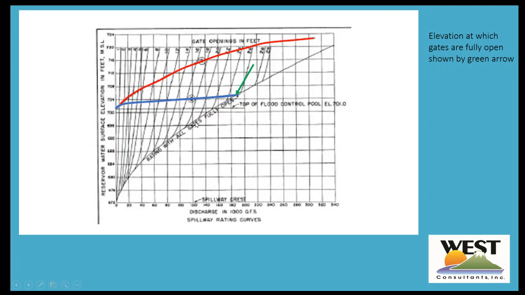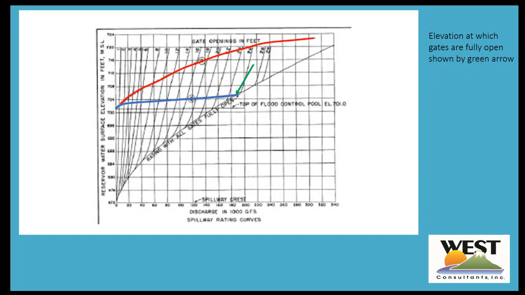Now this curve is the rating with the gates fully open. So we need to figure out, where does my envelope curve intersect with this gates fully open curve. And there's a couple of considerations that you'll need to make. One would be a dam safety consideration. Based on events that you model, how high could the water possibly get. And so you want to work with your dam safety personnel on helping to determine that elevation.